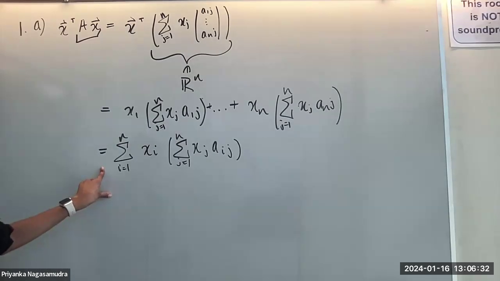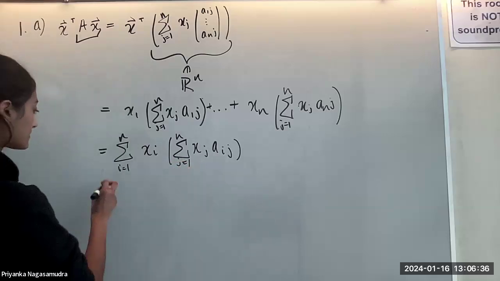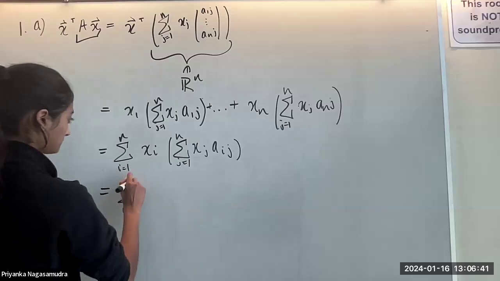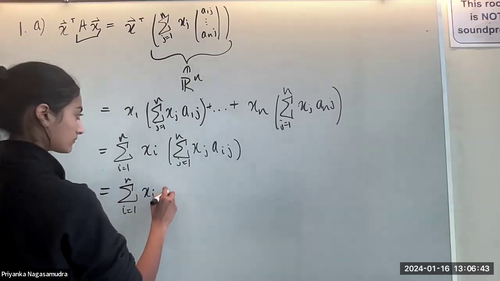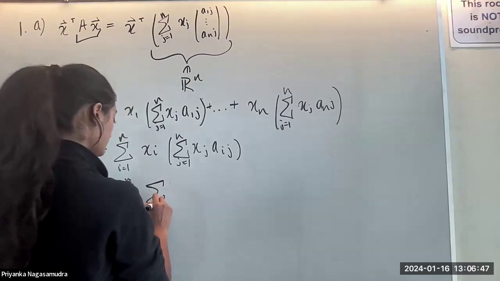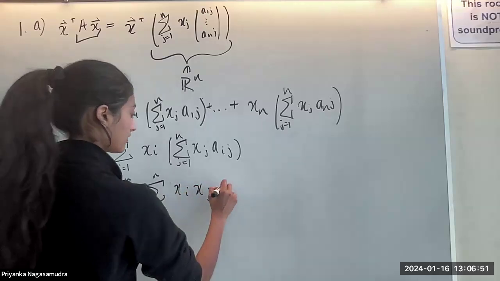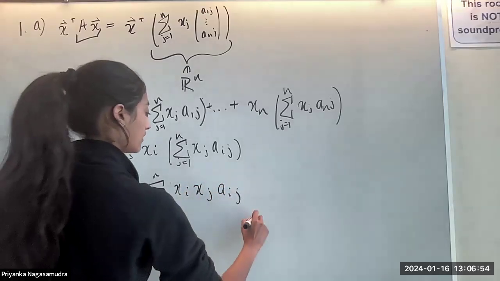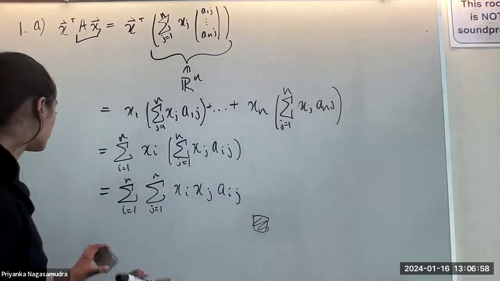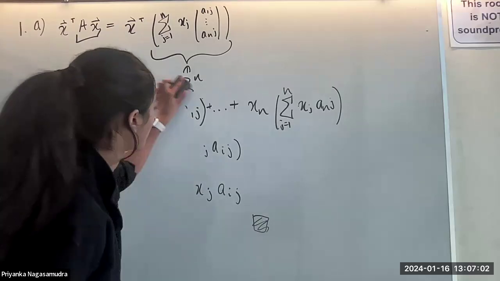And now we can distribute the xi inside this summation. Oh, sorry, the second summation, j equals 1 to n of xi xj aij. All right, and that concludes this first proof. Now let's do the second one, for B.